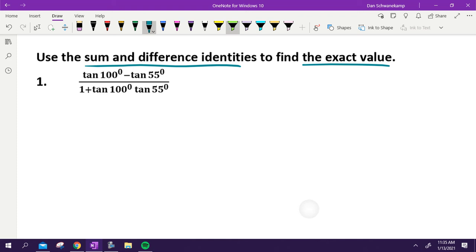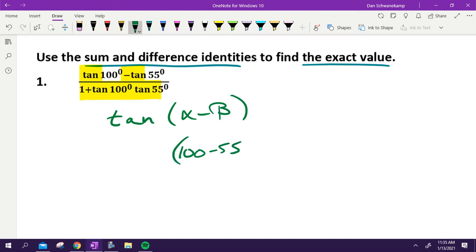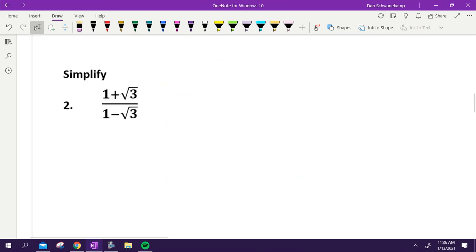Okay, I look for the pattern. The pattern goes tangent minus tangent over 1 plus tangent times tangent. I look at my identities. That works with tangent of alpha minus beta. My alpha is 100. My beta is 55. So it's tangent of 45. You go on your unit circle. You look at tangent of 45 degrees. Tangent of 45 degrees is 1. Questions on the first one? That's the easy one. Don't miss that one.